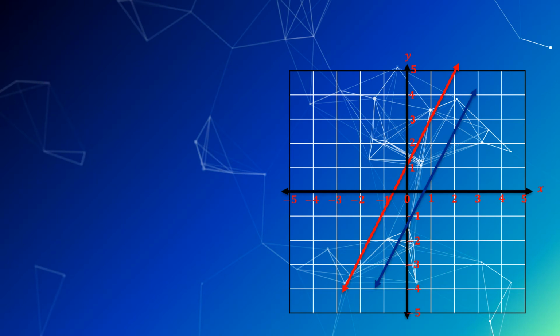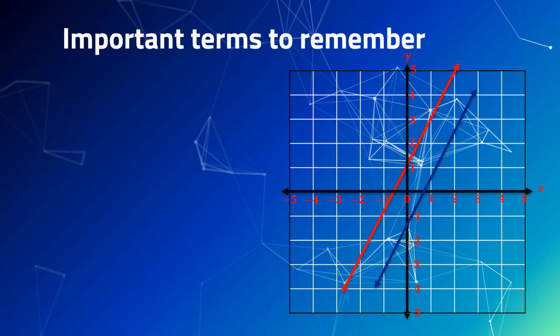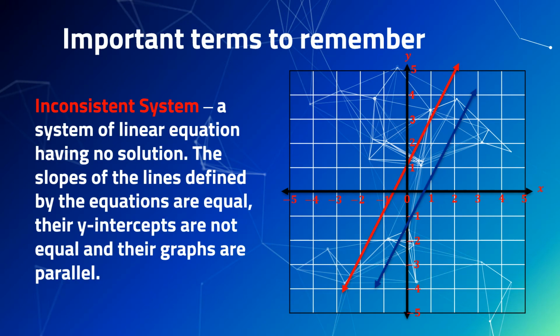The last term that we are going to discuss is what we call the inconsistent system. This is a system of linear equations having no solution. The slopes of the lines defined by the equations are equal. So the slopes are the same, and if the slopes are the same, again the lines are parallel. Their y-intercepts are not equal and their graphs are parallel.